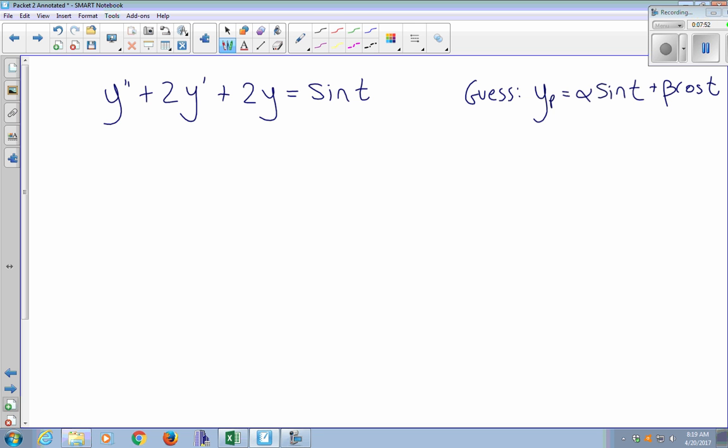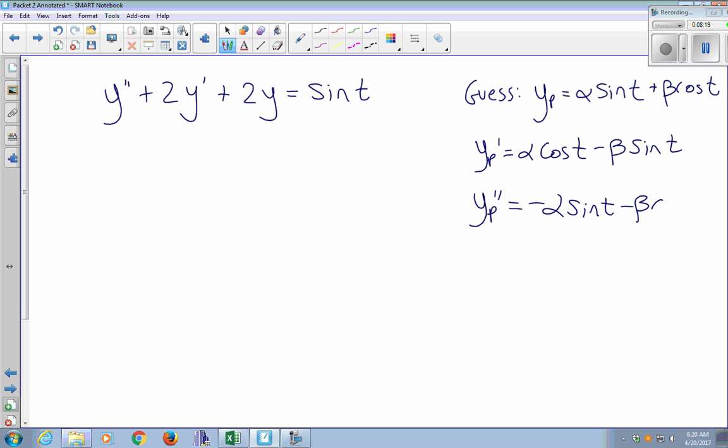So to plug in here, I'm going to need a y prime and a y double prime. So I'm going to take two derivatives here. So the derivative of y particular prime is going to be alpha cosine t minus beta sine t. And then the derivative of that, so I get the second derivative, is going to be negative alpha sine t. Derivative of sine is cosine, minus beta cosine t. So this is going to take a lot of space to write out, or I might just try to write really small.